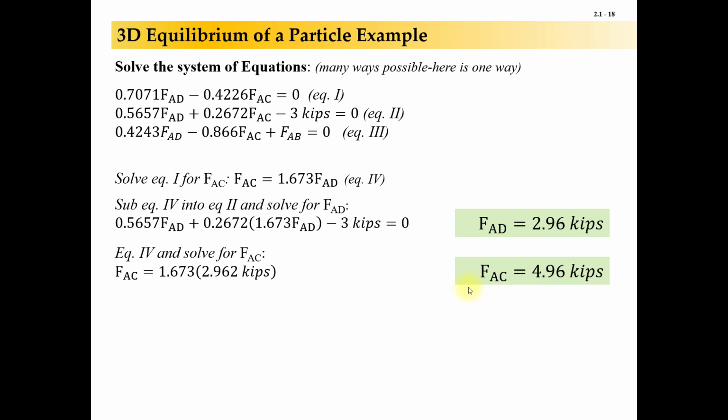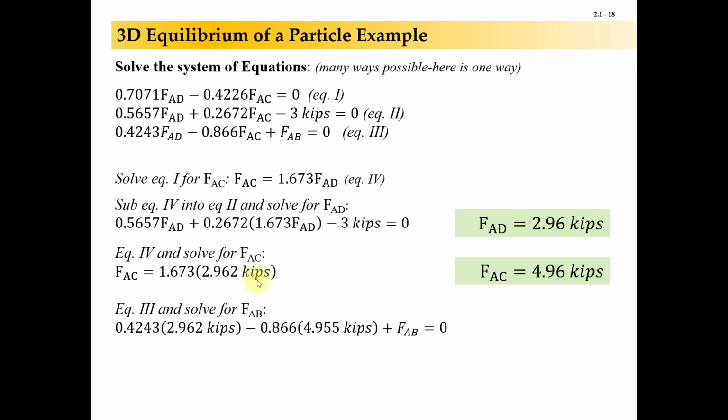Actually, not all that strange once you start believing in science. But just keep in mind that they're not all going to just sum to be equal to that weight that is applied. So now I can solve equation 3 for FAB because I have FAD and FAC, so this one's going to be pretty easy. And I get FAB is equal to 3.03 kips.